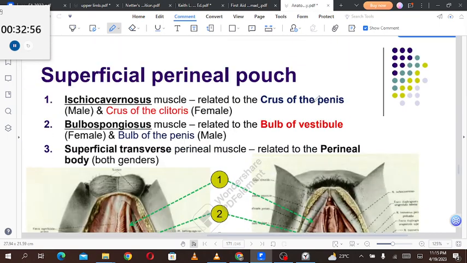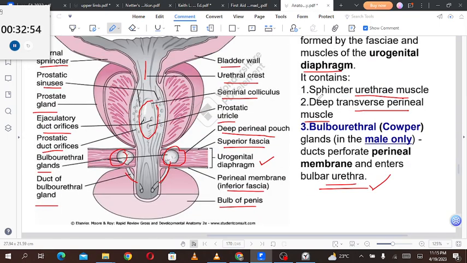Then we have the superficial perineal pouch. First, these were the contents of the deep perineal pouch. Number one, sphincter urethrae muscle. Number two, deep transverse perineal muscle. And number three, the bulbourethral gland that is found in males only.